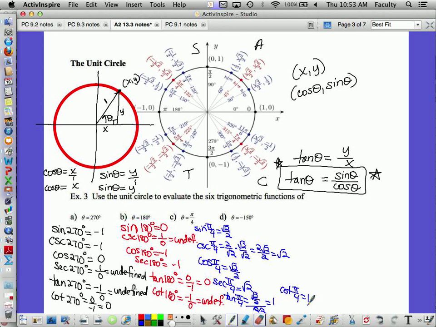All right, last one. Theta is negative 150 degrees. Okay, I can still use the unit circle. If I start here and I rotate negative 150, isn't that this point right here at 210? Yeah.